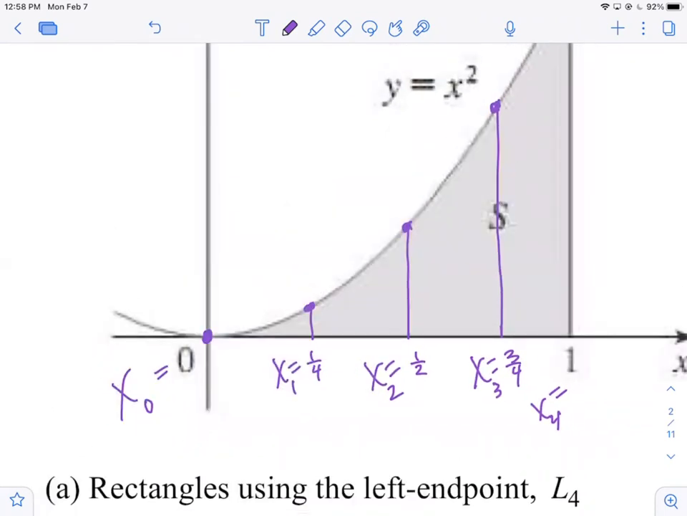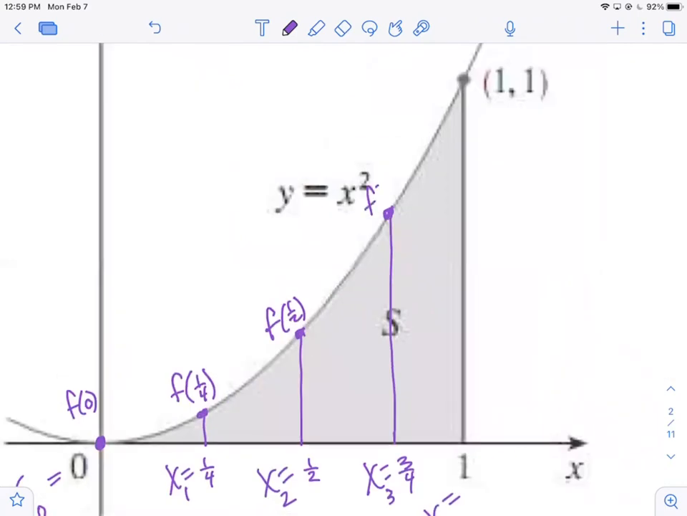Now, what do I need those x values for? Well, because I need to figure out what the y values are there, right? This right here is f of 0. This y value here is f of 1/4. This is f of 1/2. This is f of 3/4, of course. And this is f of 1.